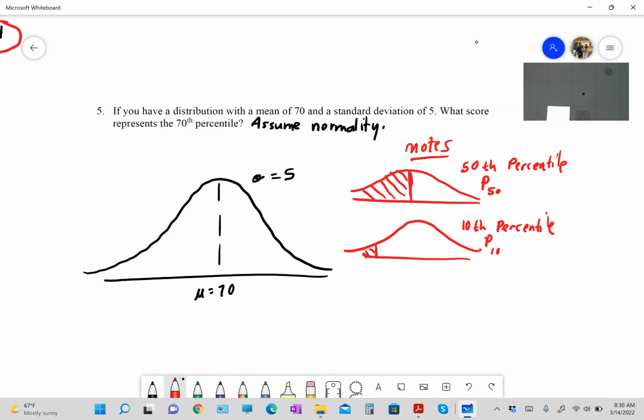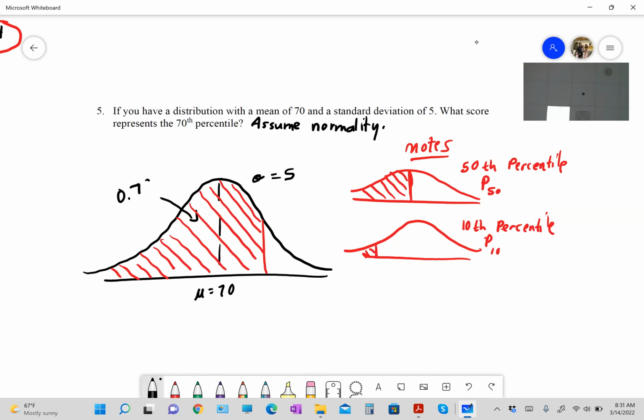So how do you think the 70th percentile is going to look? It's going to be a little bit to the right of the middle. Something like that. Obviously, you wouldn't put it over here. The percentile is cumulative area, so you indicate to the audience that this area is 0.7000.